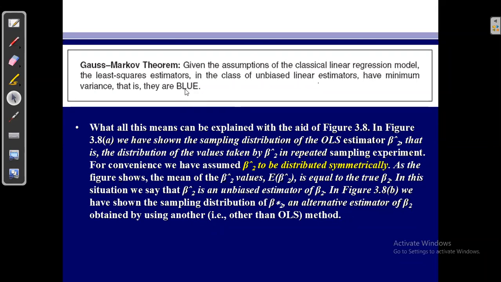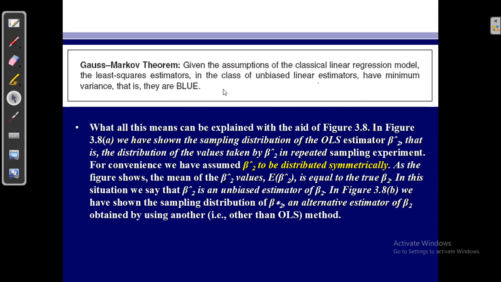Okay, linear in the sense that these parameters would be linear. They would be linear function of the dependent variable y. Unbiased actually means that on the average, they will give you the parameters. The average value of the estimators would be actually equal to the parameter.